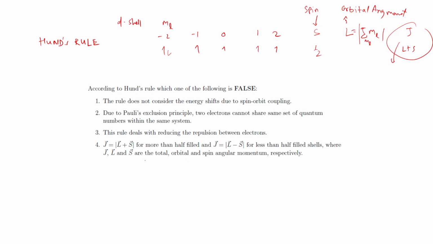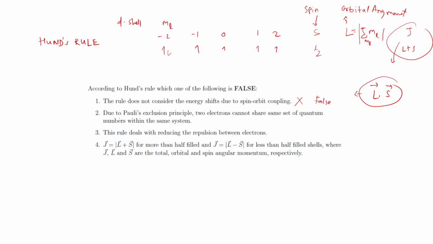So the first statement, the rule does not consider the energy shifts due to the spin orbit coupling, is wrong or false because it takes this into account. Particularly you will have some L dot S type of terms. This signifies the spin orbit coupling. So it takes that into account.